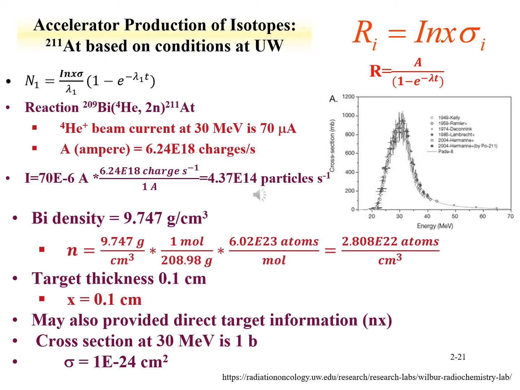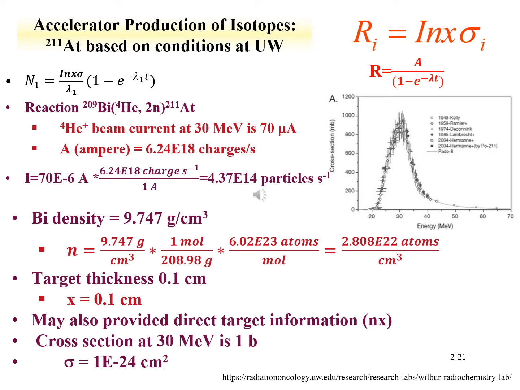The unit ampere is used to convert the microamps to charges per second using the conversion that 1 ampere is equal to 6.24 times 10 to the 18th charges per second. And since the helium projectile is monovalent, 1 helium projectile is 1 charge. So from the 70 microamps, you multiply that by 6.24 times 10 to the 18th charges per second per amp, and you get 4.37 times 10 to the 14th particles impinging on the target per second.